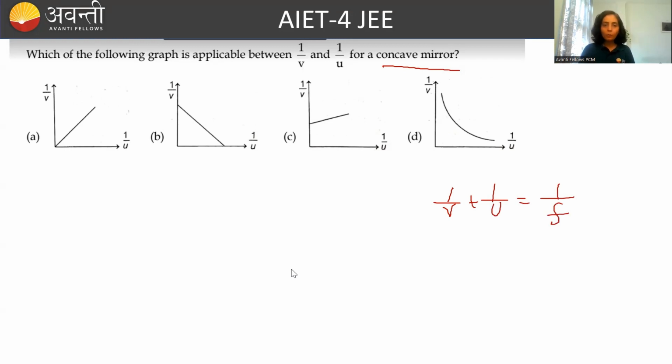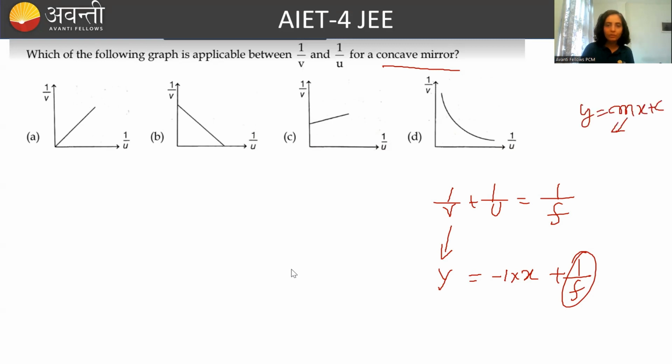Now let's see here. 1 by V is along the y-axis, so I am considering it as y equal to minus 1 by U. 1 by U is along the x-axis, so I'm writing that as minus 1 into x plus 1 by f, and this is a constant. So this is basically a graph of y versus x, where y equals minus x plus c. And you already know how to draw the graph of y equals mx plus c.